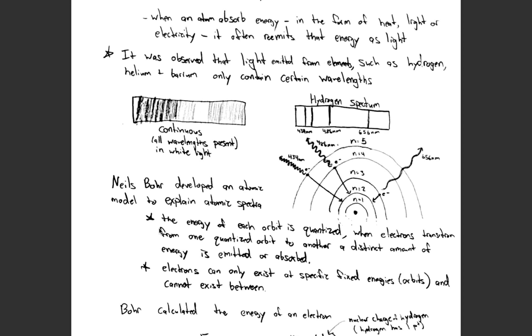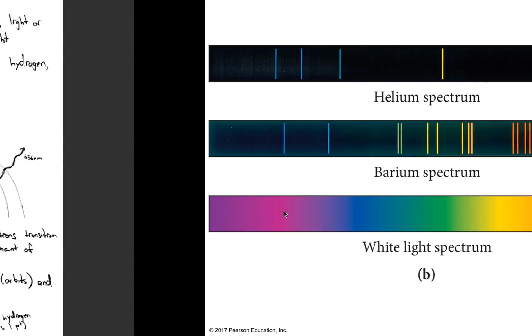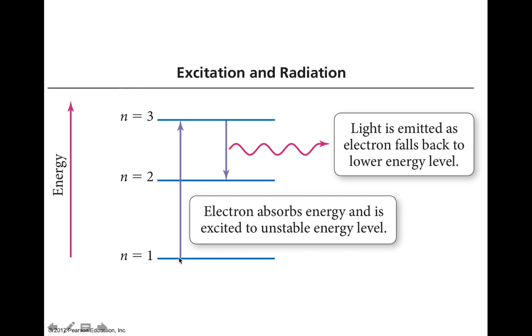The energy, he basically just said that the energy in each orbit must be quantized. When electrons transition from one quantized orbit to another, distinct amounts of energy are emitted. And so basically he said that an electron can be promoted to a higher energy level, and that is by absorbing energy. And as it returns back down to a lower energy level, light is emitted.